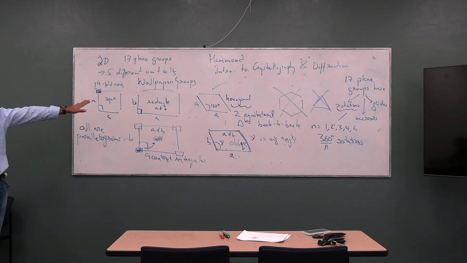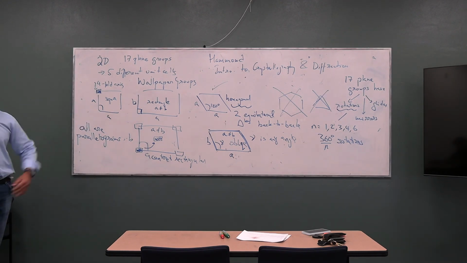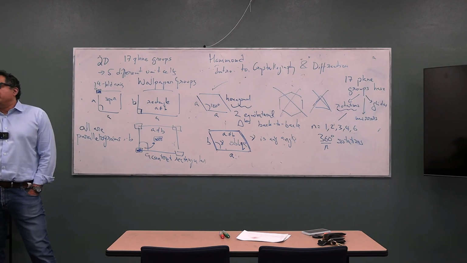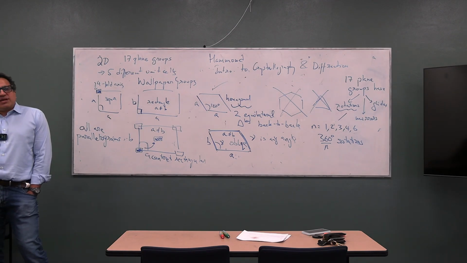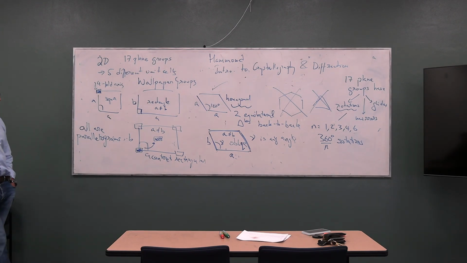But in normal crystallography, you must have only these rotation axes. You can't have other rotation axes. You can have lots of mirrors, you can have glides, but you can't have other rotation axes than 1, 2, 3, 4, and 6.